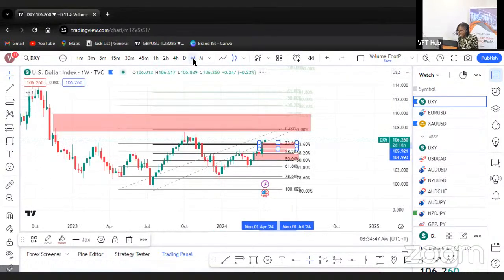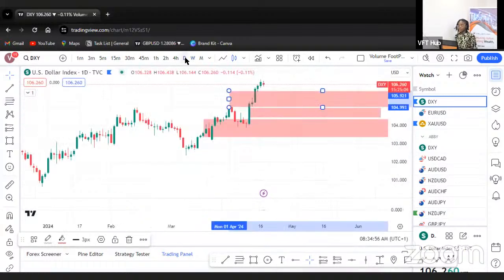And where do I see price trading into? I beg your pardon, on the daily time frame. Let's head straight to the daily time frame. The daily time frame is also clearly bullish. Price is bullish on the daily time frame, and we are seeing some sort of an expansion to the upside. For every expansion, like I stated earlier, we are expecting a bit of a retracement. After an expansion, there should be some sort of a retracement.